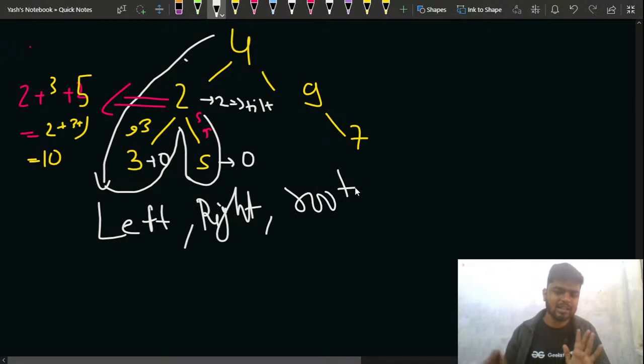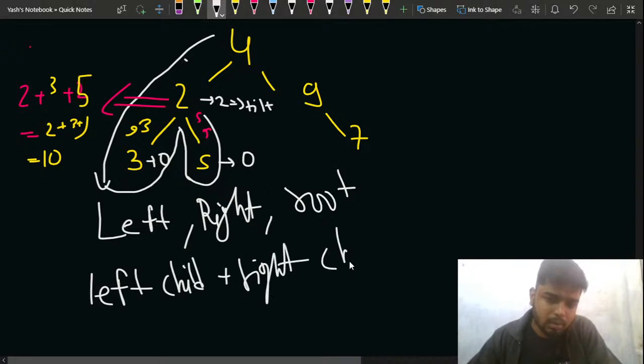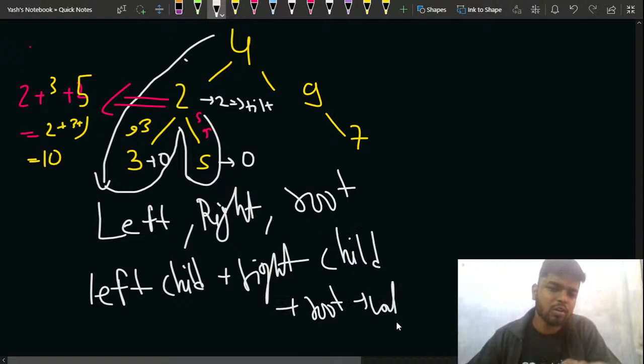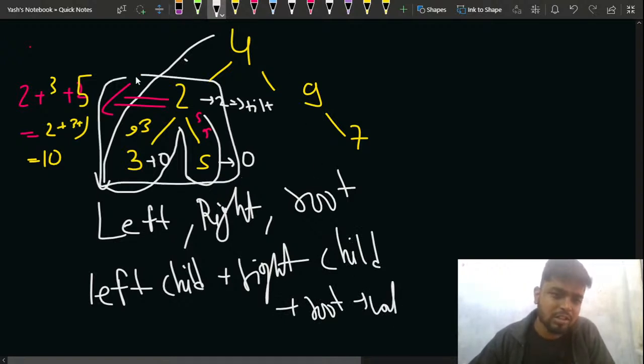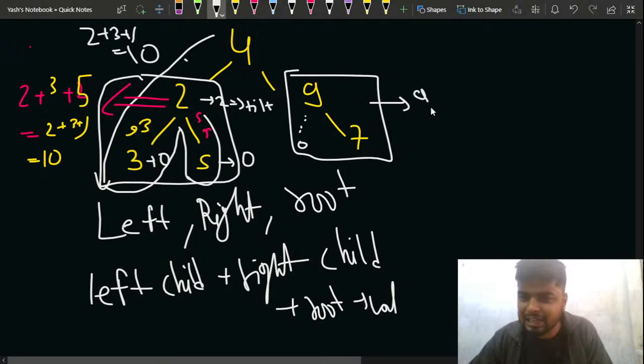After calculating the tilt from the root, we want to return the sum of the left child plus the right child plus the root value, right? This is what we want to return. Suppose I have to return this complete part. For this 4, this is the complete left subtree, so that is nothing but 2 plus 3 plus 5, which is 10. Similarly, for this case, I have to return this. You can assume this to be 0, so this will be nothing but 9.